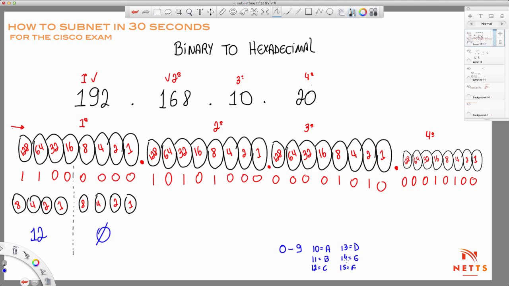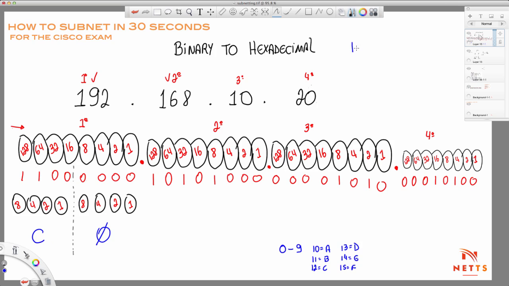And maybe you wonder why we stop at 15. 15 is the maximum number you can get in this quartet: 8 plus 4 plus 2 plus 1, a total of 15. The minimum number you can get is 0, with all the bits turned off. So instead of writing down the number 12, we write down the letter C.